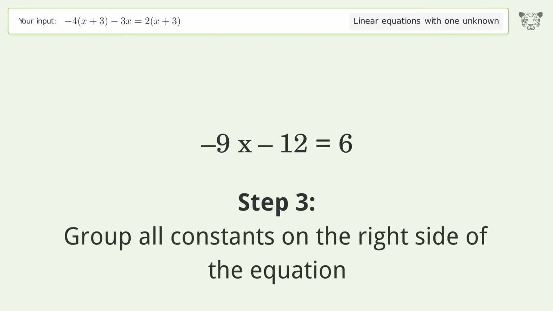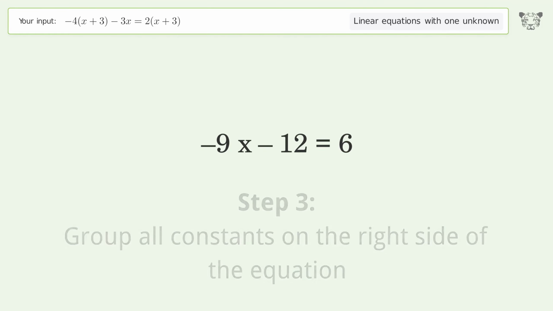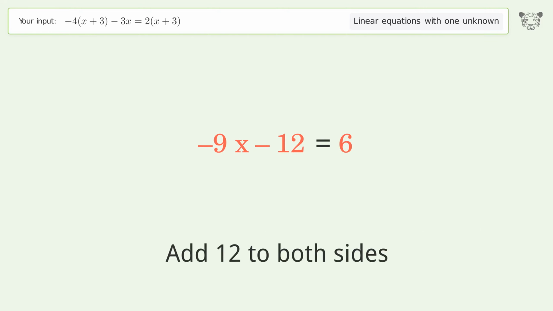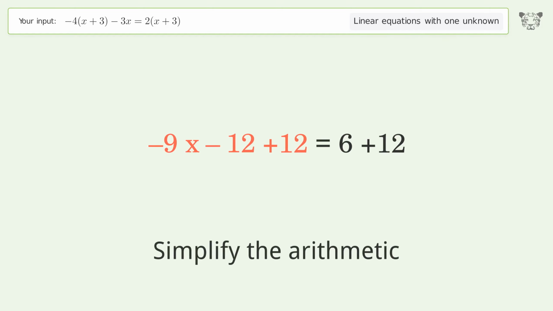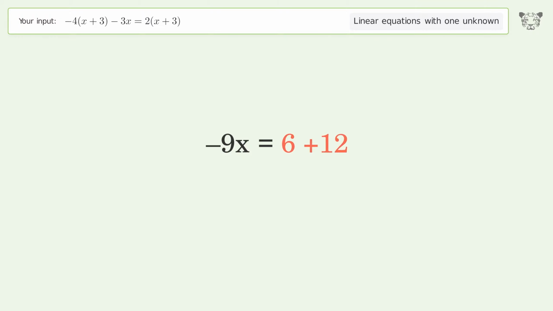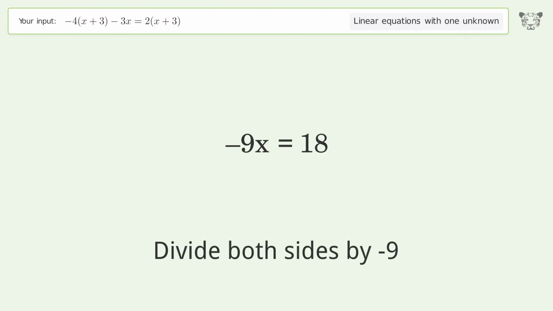Group all constants on the right side of the equation. Add 12 to both sides. Simplify the arithmetic. Isolate the x. Divide both sides by -9.